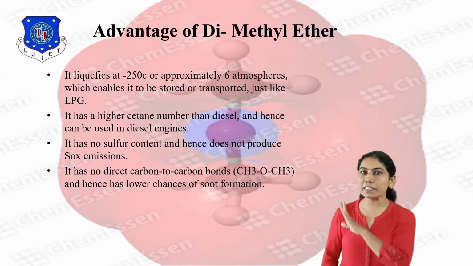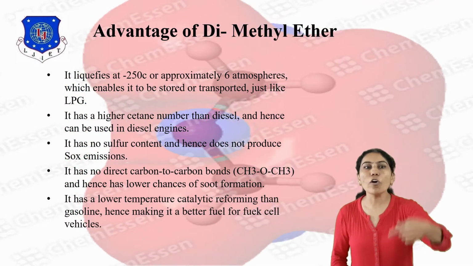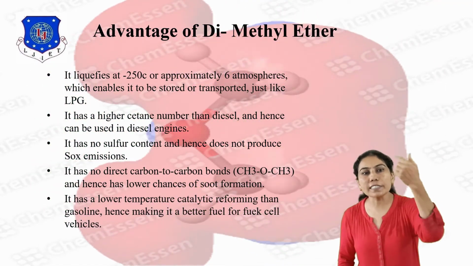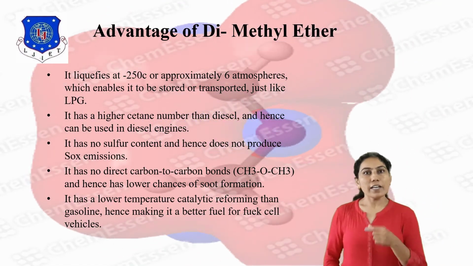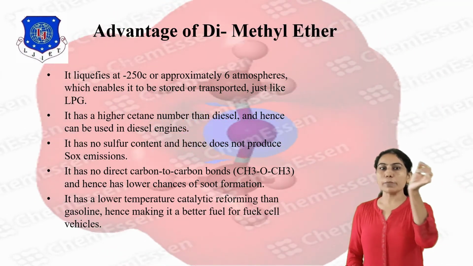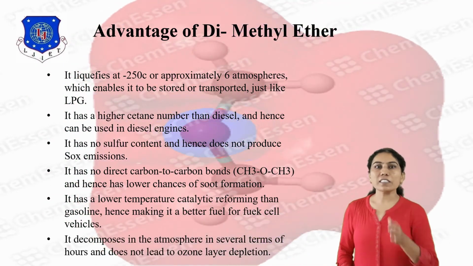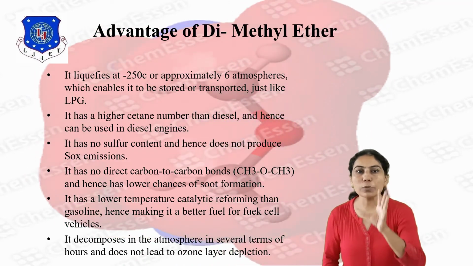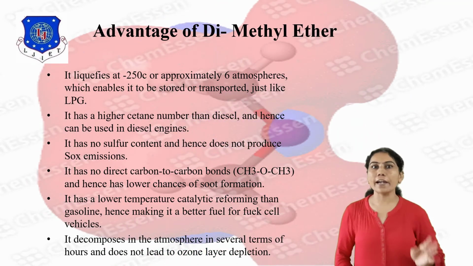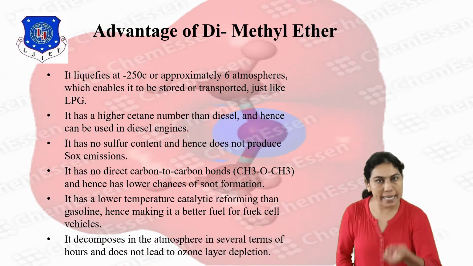Another advantage of dimethyl ether is that it needs a very low temperature for reforming compared with gasoline, making it a better fuel for fuel cell vehicles. Another point is that it decomposes in the atmosphere within several hours, so it does not cause ozone layer depletion.